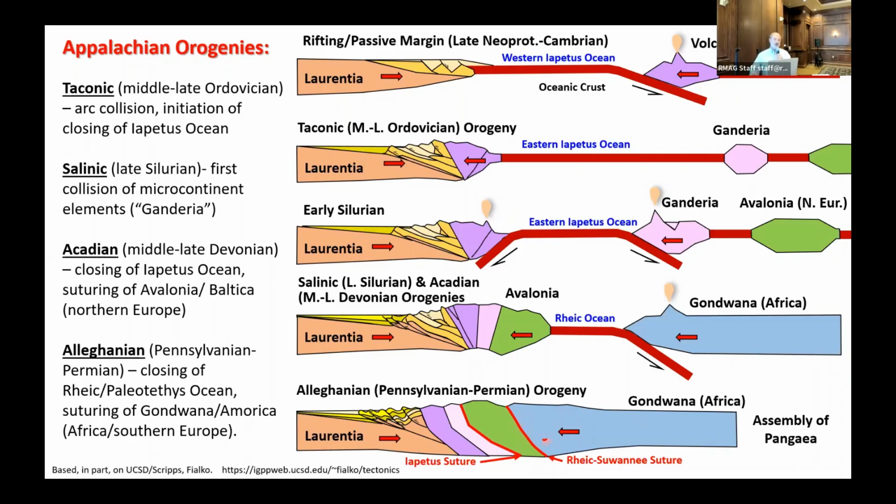And when you have these two sutures developed associated with those last two collisions, the Rheic or Suwannee associated with the Gondwana collision, and the Iapetus associated with the Avalonian or Acadian. So that's the background. This is kind of the database, if you will.